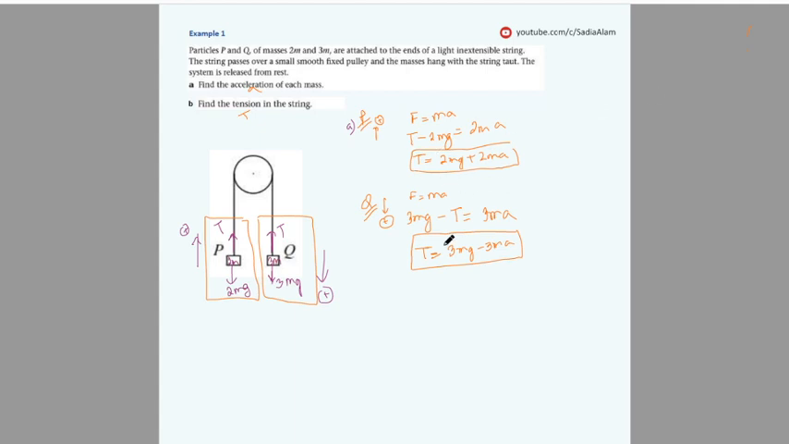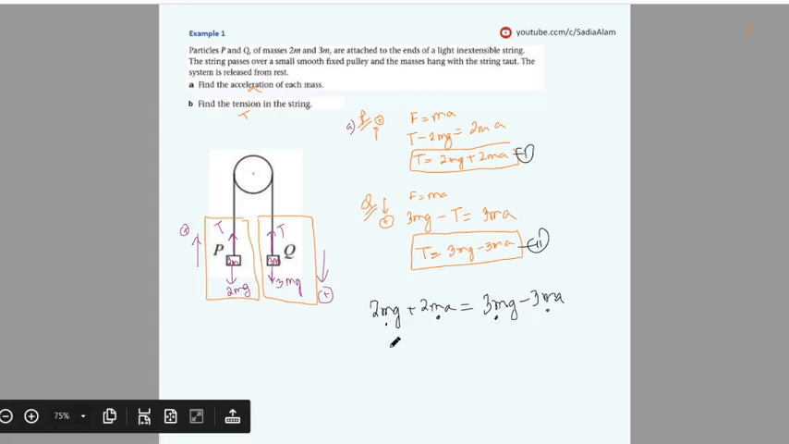Okay, so that's equation 1 and that's 2. So if I equate both the equations, I get 2mg + 2ma on the left side, and on the right side, I have 3mg - 3ma. So if you just factorize this and take m from both sides, cancel it out from both sides, you get 2g + 2a = 3g - 3a, and then it's 5a = g. So a is 1/5 of g.